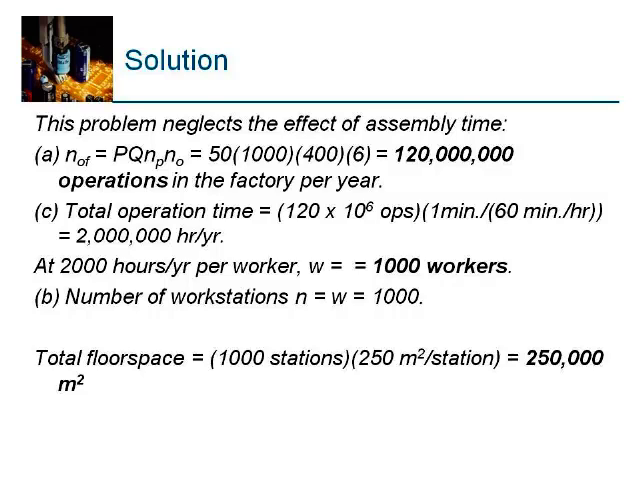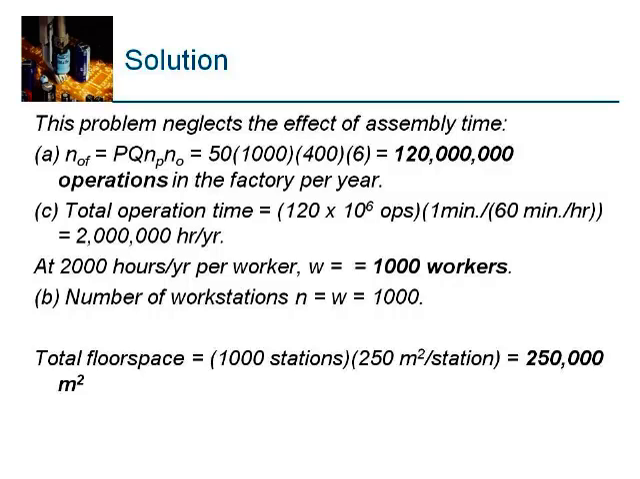Total operation time is 120 into 10 power 6 operations multiplied by 1 minute per operation. See in hours, so many, 2 million hours per year. At 2000 hours per year per worker, W is equal to 1000 workers required. And number of workstations, you have to have one worker for one workstation, so 1000 workstations.